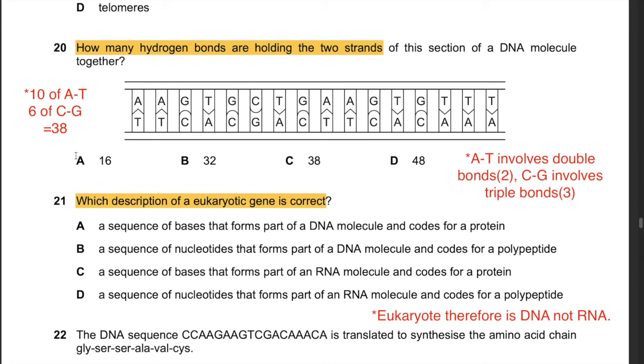Question 20. How many hydrogen bonds hold the two strands of this section of a DNA molecule together? So a key thing you all should remember is that when A binds with T, double bonds are involved, therefore only 2 bonds between A and T. When C binds with G, triple bonds are involved, therefore 3 bonds are involved between C and G. If you look at the structure, there are 10 of A and T and 6 of C and G. Therefore the total will be 38. The answer is C, 38.